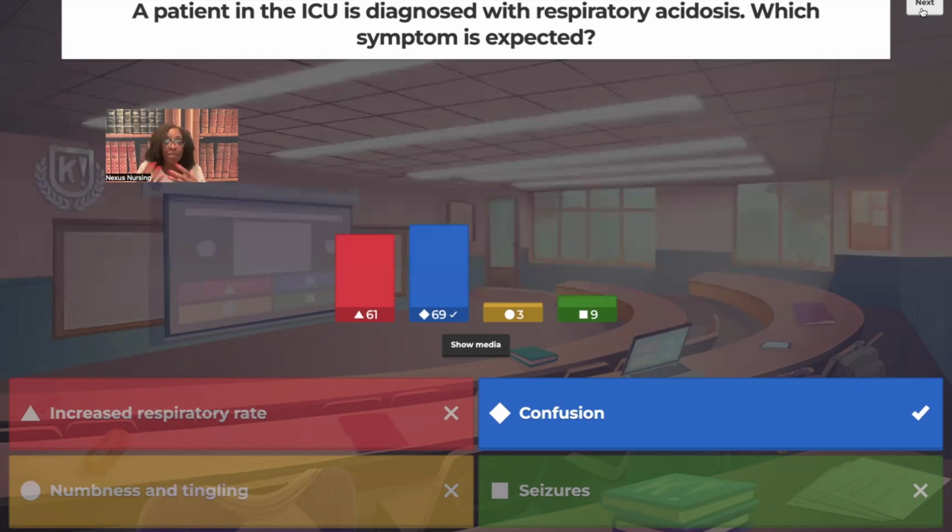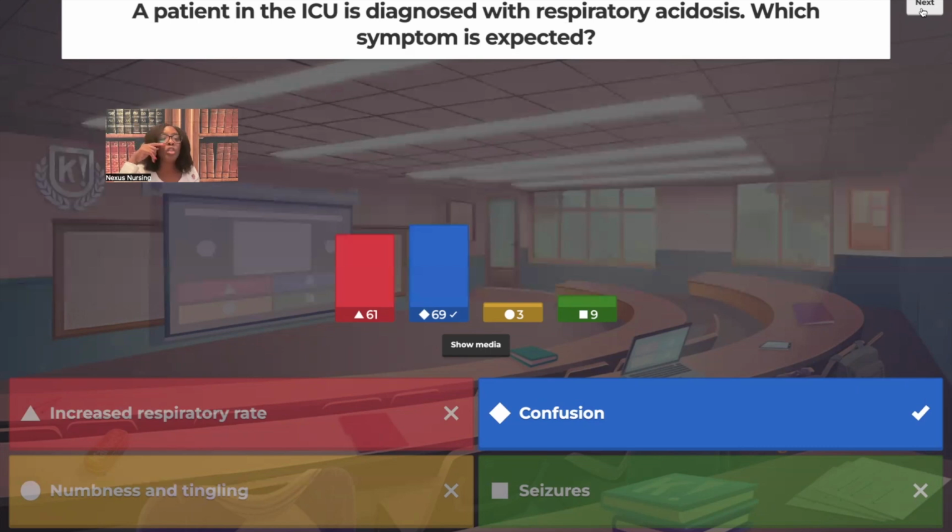What clinical manifestations are we going to expect? CNS depression. CO2 retention causes CNS depression, confusion, lethargy, disorientation, drowsiness. That decrease in their level of consciousness. That's what we expect to see.